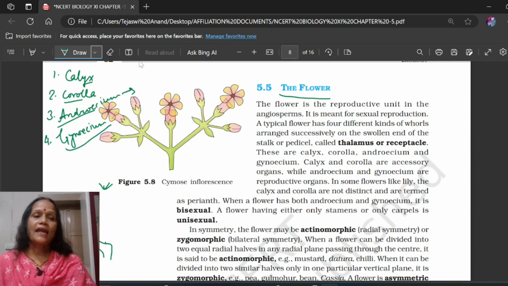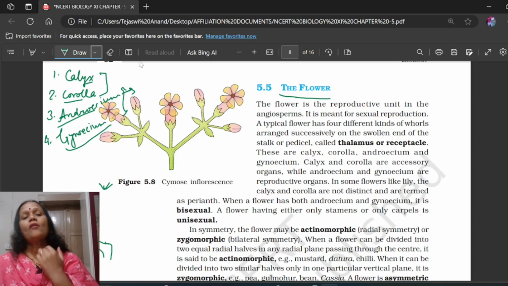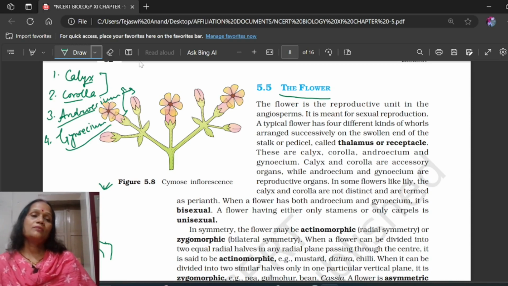So calyx, corolla, androecium and gynoecium. There are four parts of a flower. The first part is the calyx, the second part is the corolla, the third part is the androecium and the fourth is the gynoecium. The flower is the reproductive unit of the angiosperm meant for sexual reproduction, and all the floral parts are located on a swollen portion known as the thalamus. Another name of the thalamus is the receptacle.